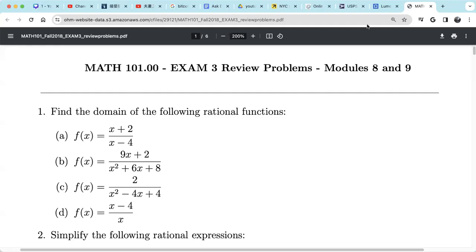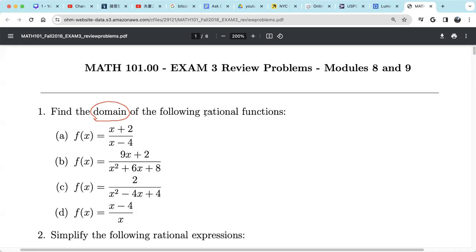Okay, let's start the review for exam 3. So the first question is find the domain of these rational functions. Whenever we talk about functions, domain is our concern. Okay, so domain means what kind of value for x work for this function.